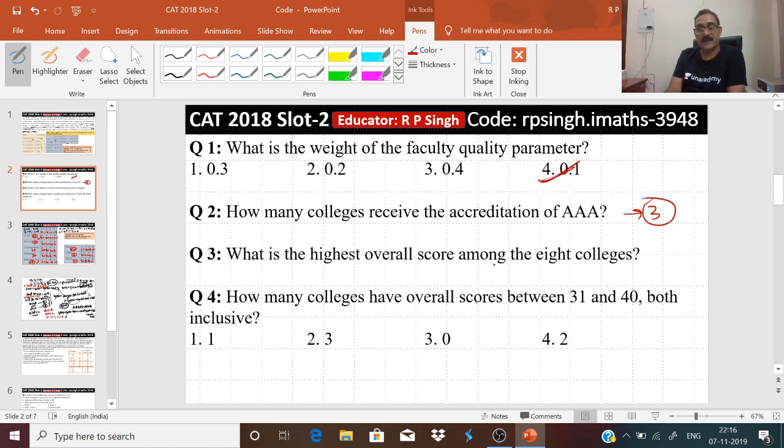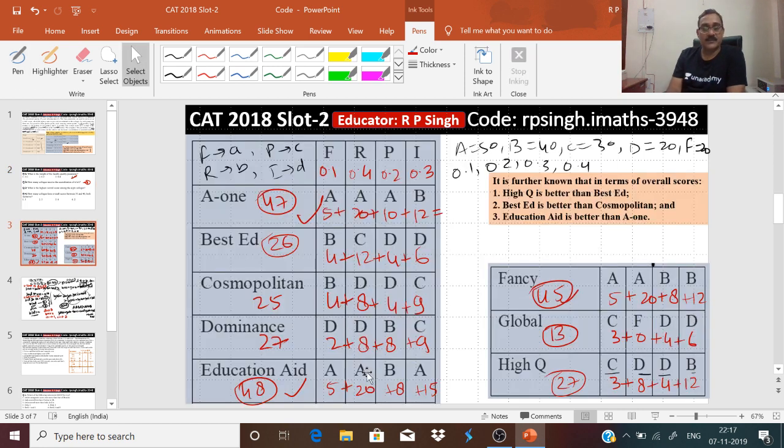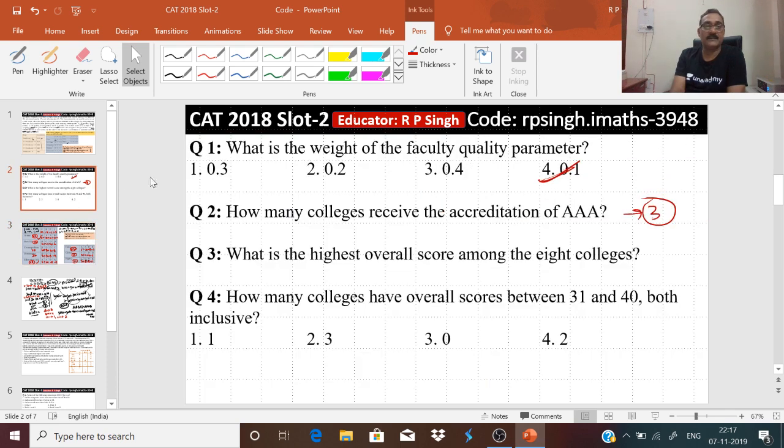What is the highest overall score among the 8 colleges? Highest score. Guys, among this the highest is 48. You can answer the question. It is 48.